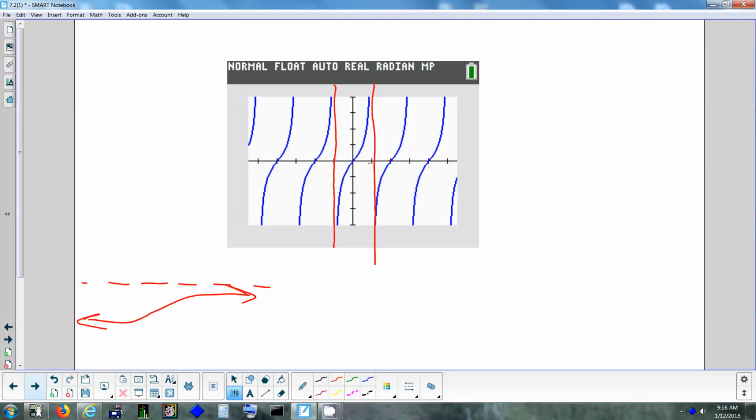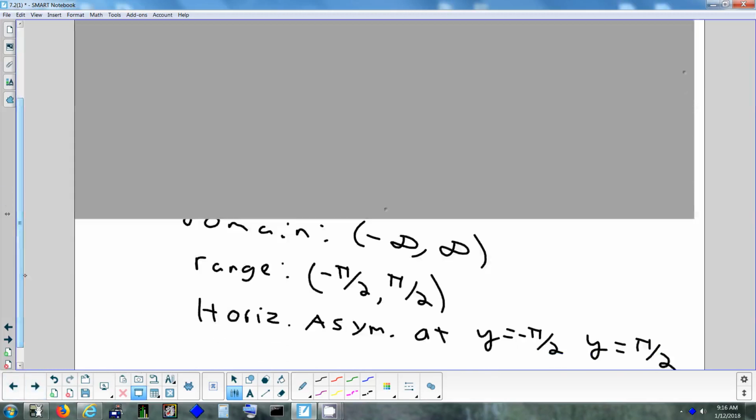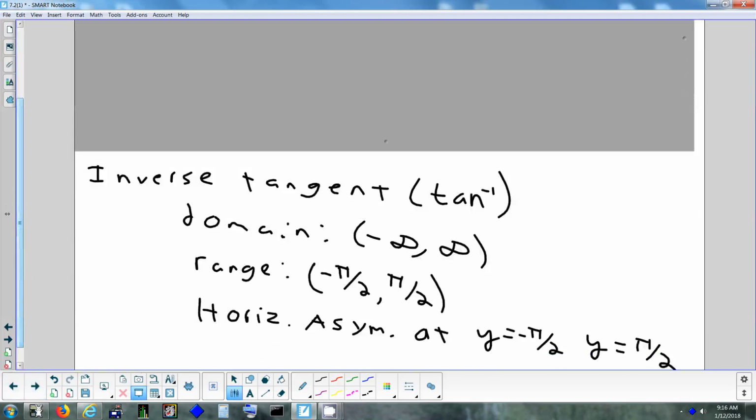And it's got these horizontal asymptotes. Okay, now in the original, what's the range of tangent? All real numbers, right? Range is up and down forever. Well, that range is going to become the domain. So the domain for inverse tangent is all real numbers. And I kind of showed you in the graph, it goes left and right forever.